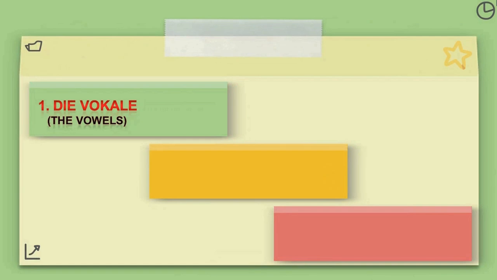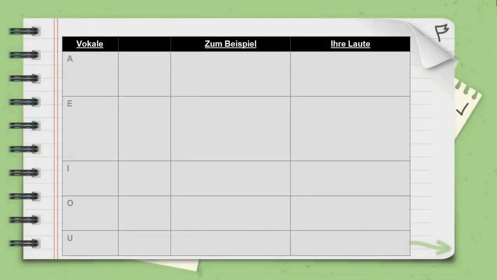First we are starting with die Vokale, or the vowels. Some general rules for them. We are starting with the A. If we have a single letter, there are no special pronunciation rules. For example, Name or Stadt. If you have double letters, there are also no special pronunciation rules. For example, Paar.